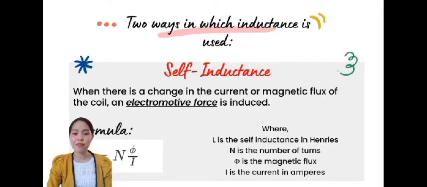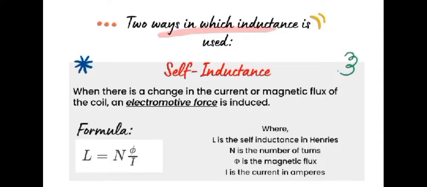This phenomenon is self-induction. Self-induction is that phenomenon in which a change in electric current in a coil produces an induced EMF in the coil itself. The EMF due to self-induction is opposite in the direction of the current in the circuit, so this EMF is called back EMF. So the formula of self-inductance is L equals N times the magnetic flux over the current in amperes, where L is the self-inductance in henries and N is the number of turns.